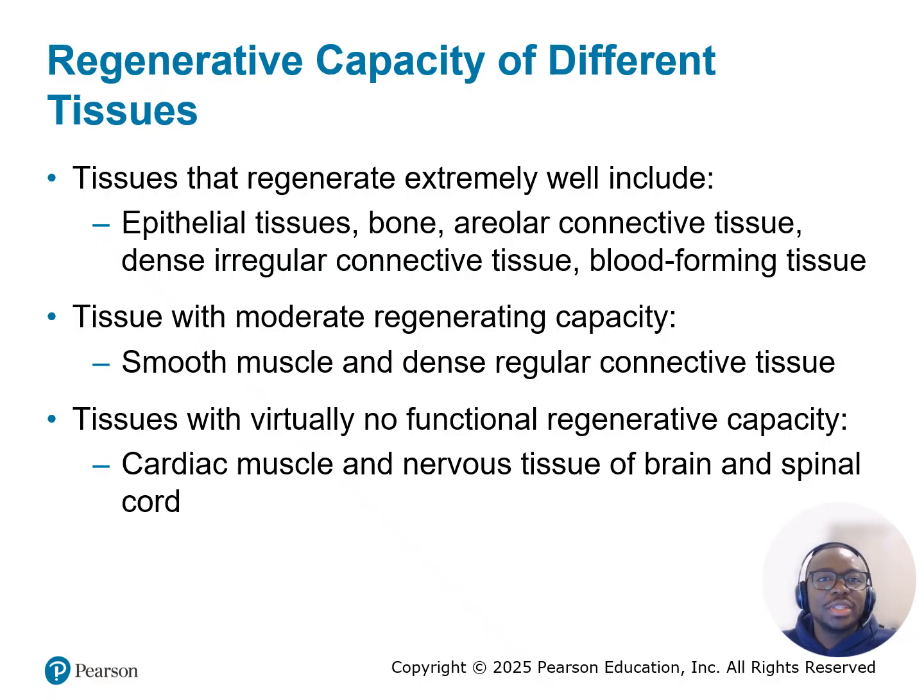Let's review the regenerative capacity of different tissues. Regenerative capacity varies widely by tissue type, with some having high capacity for repair and others having limited regeneration. Tissues with high regenerative capacity include epithelial tissue, bone, areolar connective tissue, dense irregular connective tissue, and blood-forming tissue. Tissues with moderate regenerative capacity include smooth muscle and dense regular connective tissue. Tissues with virtually no regenerative capacity include cardiac muscle and nervous tissue of the brain and spinal cord.